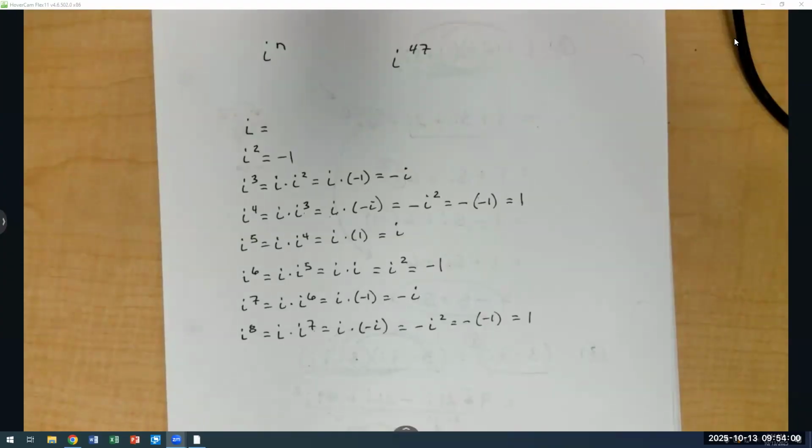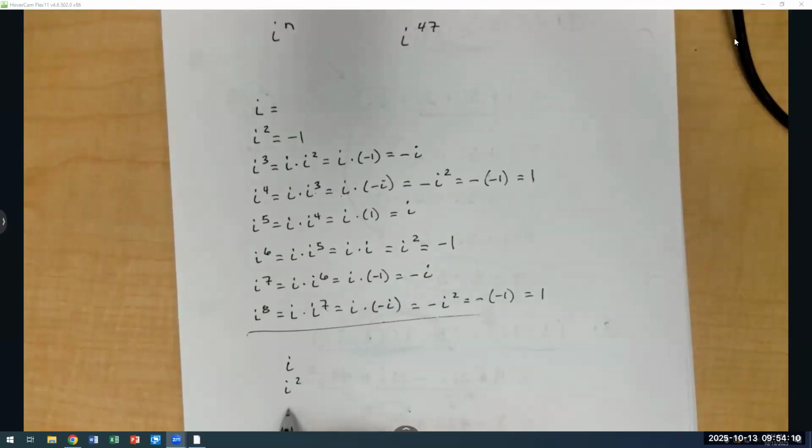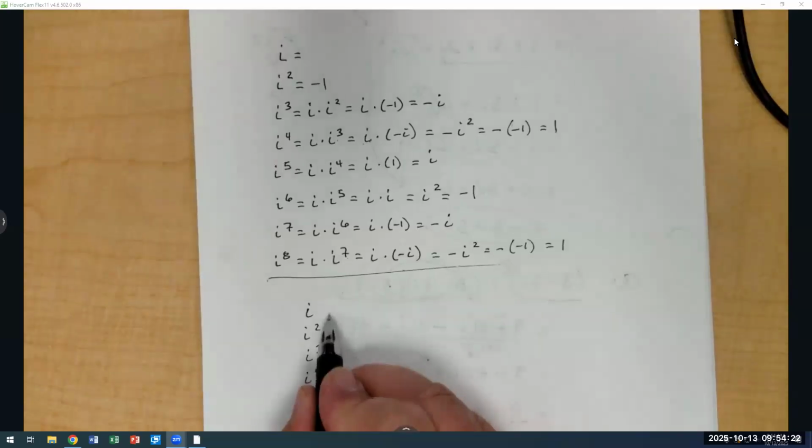Everybody follow what I just did? If I keep on going, would you be able to follow me? So let's look at what these gave us. We have i squared, i cubed, i to the 4th, i to the 5th, i to the 6th, i to the 7th, i to the 8th.